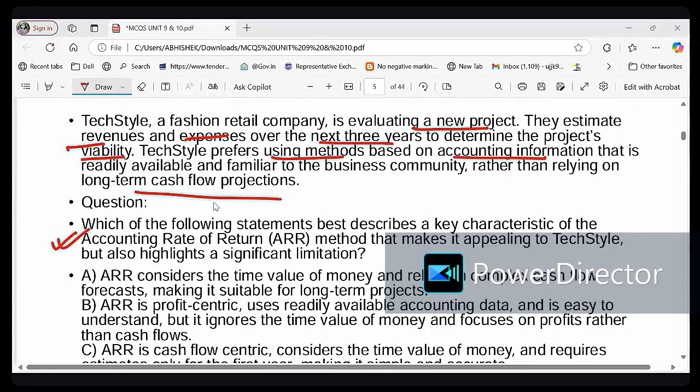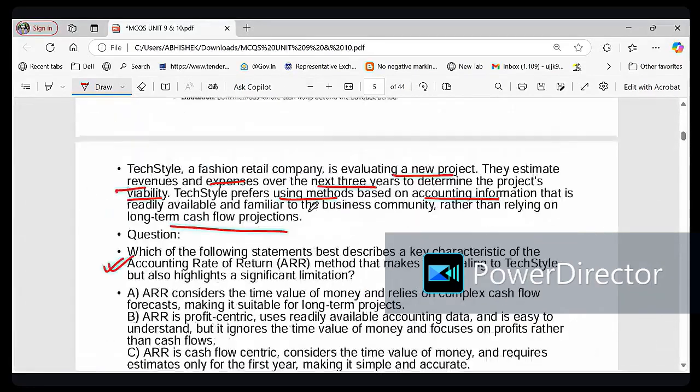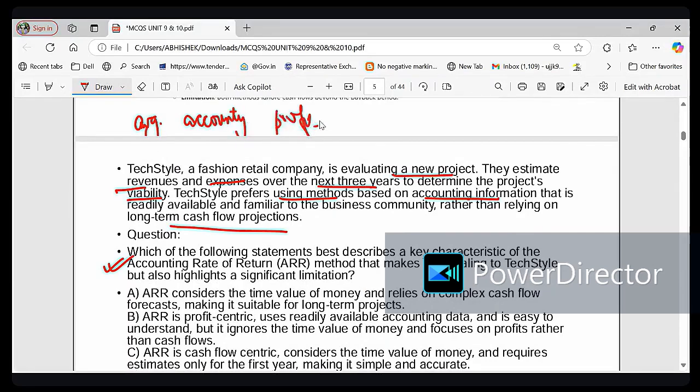What is accounting rate of return? Let me explain. Basically, this is a method that measures the average accounting profit from a project relative to the initial investment. Simply, you can say it tells you how much profit a company expects to make from a project every year compared to what it invested in the project.